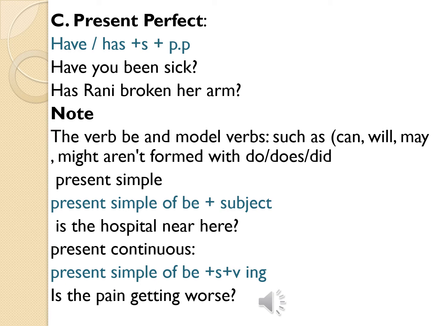Look, verb to be and modal verbs such as can, will, may, or might aren't formed with do, does, and did. With the present simple, we use a present simple of verb to be plus subject, then the question mark. For example, is the hospital near here? With the present continuous, we use a present simple of verb to be plus subject plus verb ing. For example, is the pain getting worse?